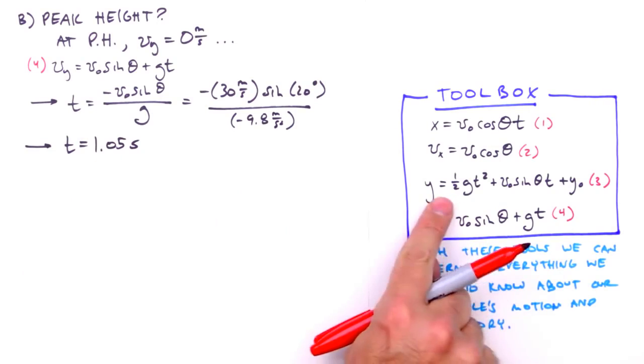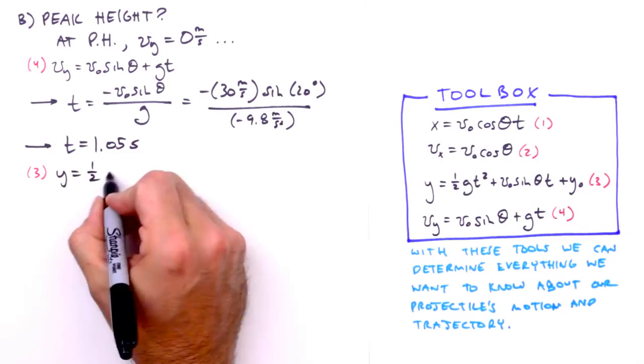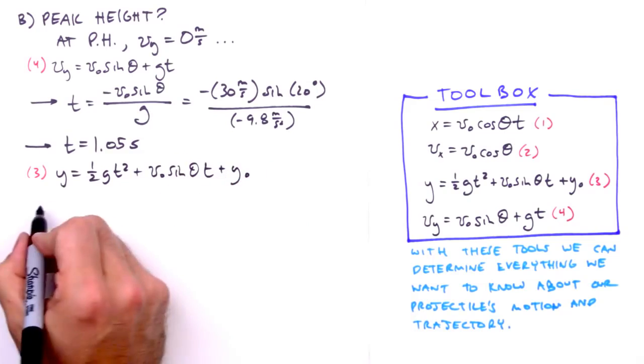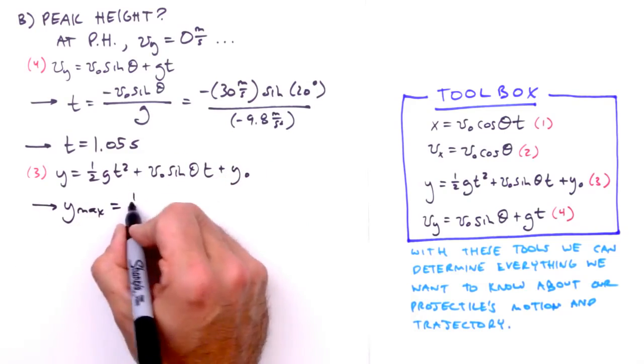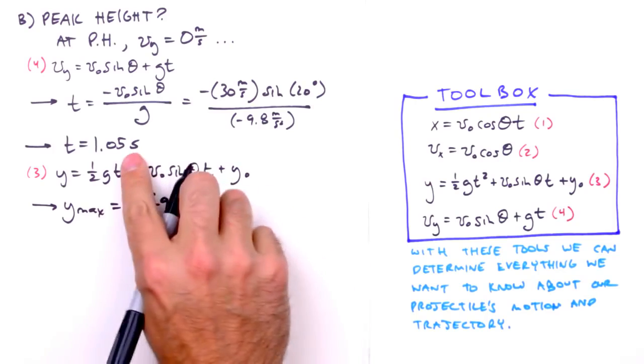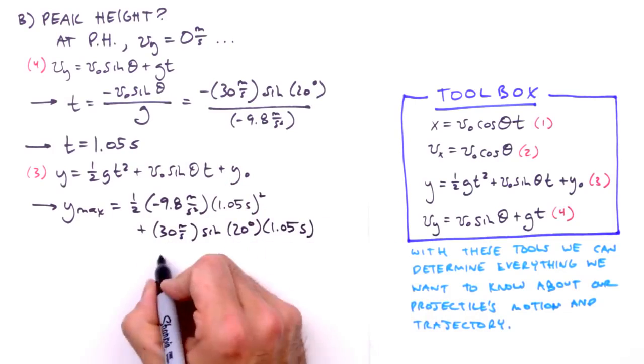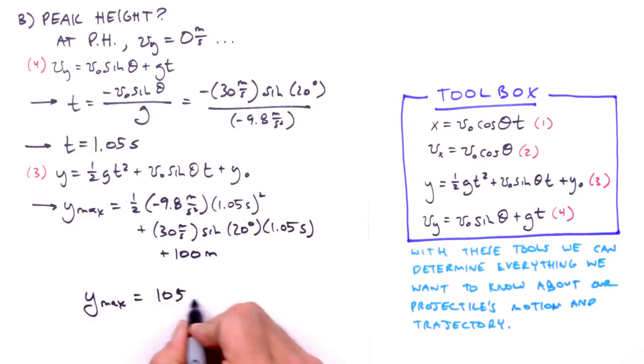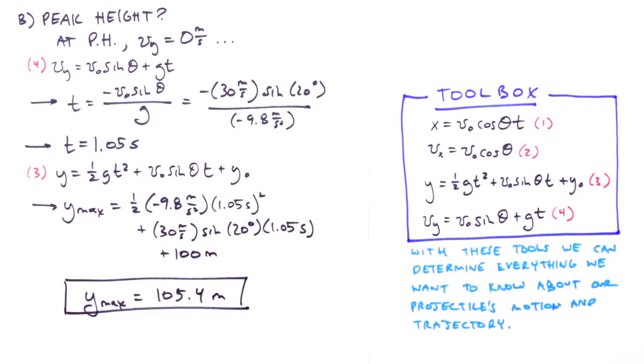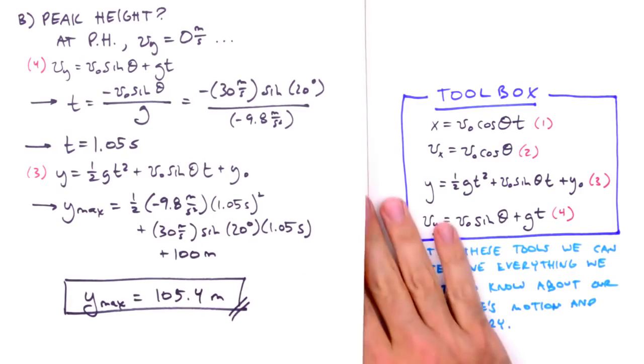Now we'll insert this time into equation 3 to determine the maximum vertical displacement of our projectile. And when we assign our values to the variables, using 1.05 seconds, the time coincident with Ymax for t, we find that our projectile reaches a peak height of 105.4 meters. Not very impressive, but very reasonable given our shallow launch angle.